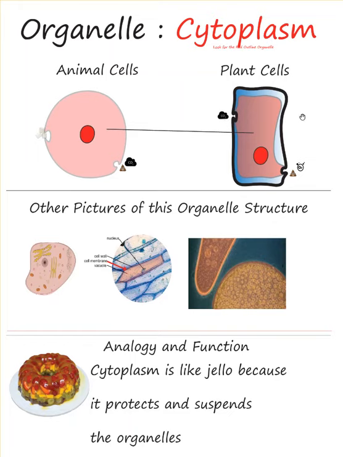Both animal cells and plant cells have cytoplasm. And if you were to look at pictures of this structure, it would be all the things that are in the middle here. All the gel holds all this together. All the Jello holds all the organelles in place. And right here, you can see the shaded red area that I had put here. The analogy and function, cytoplasm is like Jello because it protects and suspends the organelles. All right, go ahead and continue.